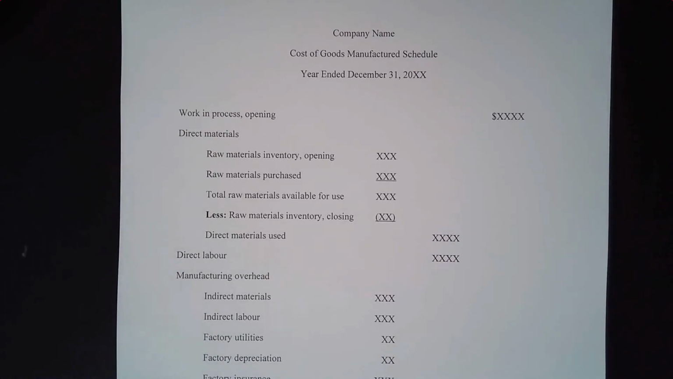Then we start with the opening work in process. As we noted in the formula on how to calculate the cost of goods manufactured, we start with work in process opening. We then add in all the manufacturing costs, starting with direct materials. In order to calculate the amount of direct materials that have been used in the manufacturing process, we start with raw material inventory opening. We then add in raw material purchases to calculate the total raw materials available for use. Then we deduct the raw materials at the end of the period, the closing raw materials. That allows us to calculate the direct materials used in the manufacturing process.